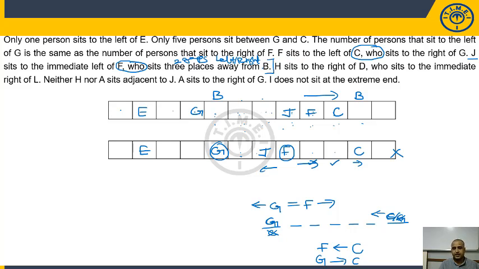Let's see. H sits to the right of D. Who sits to the immediate right of L? Who means nothing but D. So what is given? D sits to the immediate right of L. So L and D should be in the consecutive positions. And right side of D should be whom? H. Because H sits to the right of D. Okay.